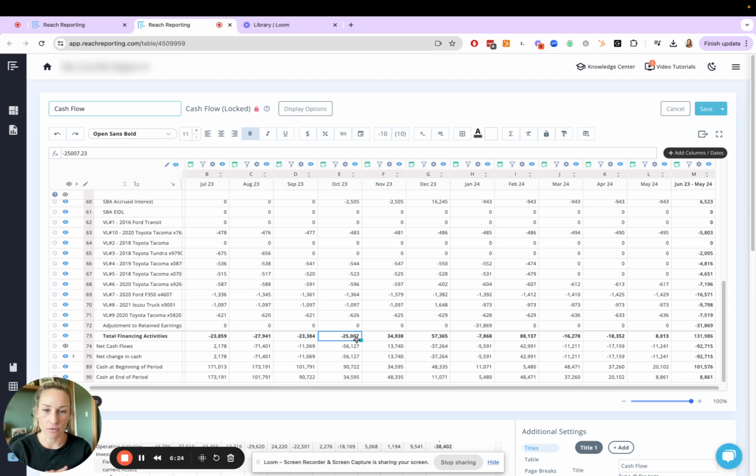So hopefully that was a helpful exercise for you to think about how to explain the statement of cash flows to a client.